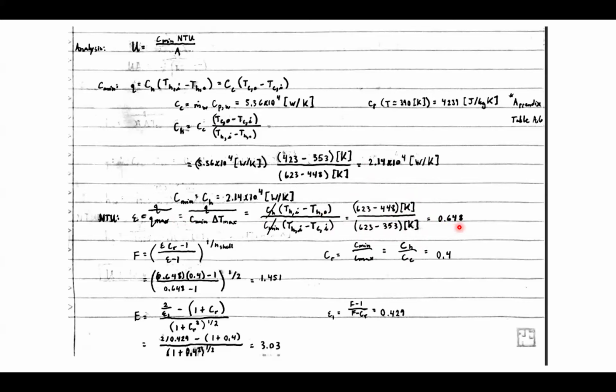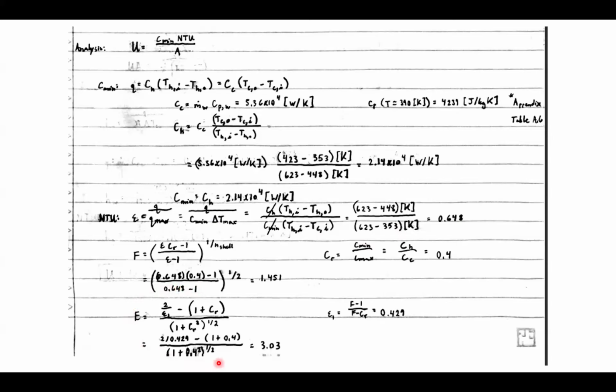And once we have the effectiveness, we can go ahead and solve for this F term. Ultimately, this F term will be used to solve for this E term, which will be used to solve for the total number of transfer units. And so going through and solving for this F term using the ratio of heat capacities and the effectiveness that we just solved for, we get a value of 1.451.